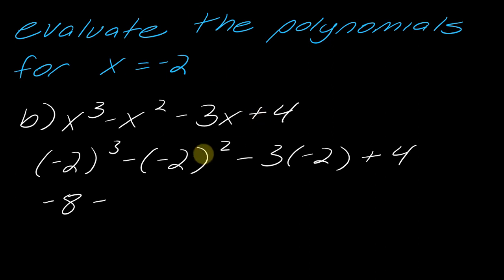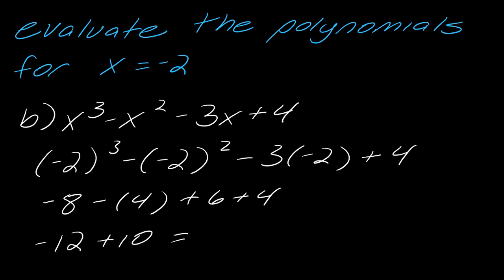But -2 in parentheses squared, this value here will be 4. This becomes +4. And then I have to subtract that result off. Here I've got a negative times a negative, so this will be +6. And then we've got +4. And so now if I just go ahead and finish this off, this becomes -12 plus 10. So this is going to equal -2.